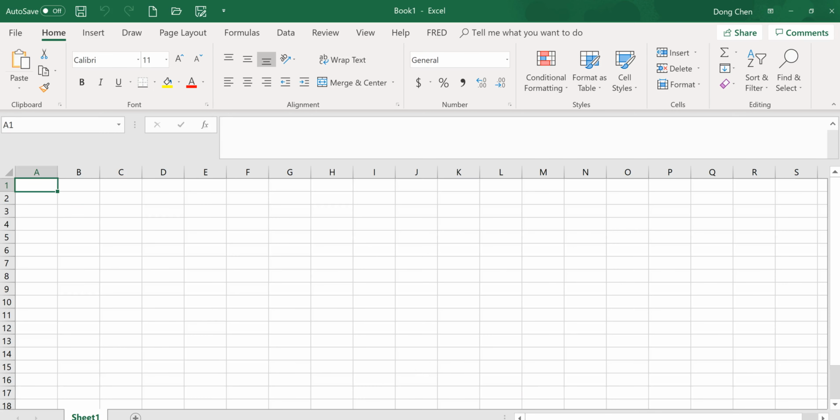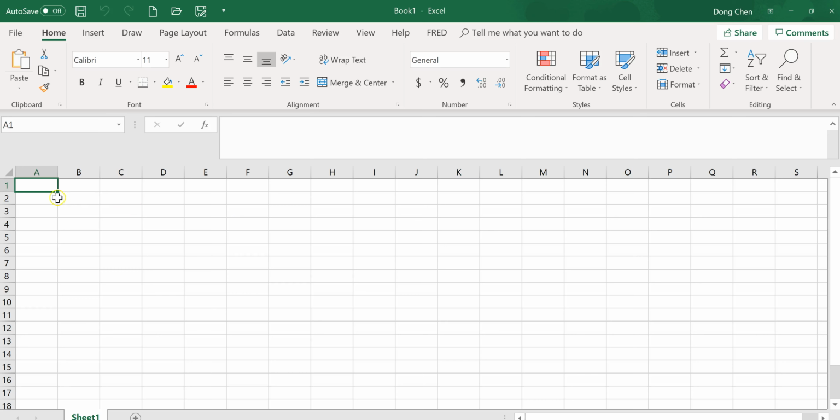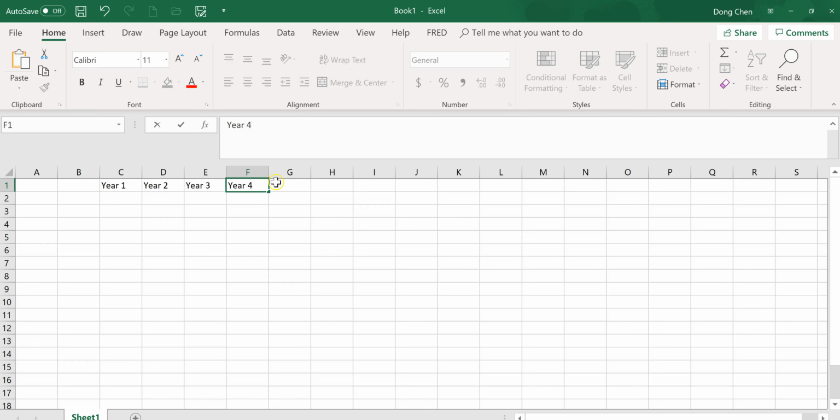So this is actually not a very straightforward question about NPV calculation. We have multiple years. We have year 1, year 2, year 3, year 4. I guess we have 5 years. Yeah, we have 5 years. Year 5. Now this is year 0.